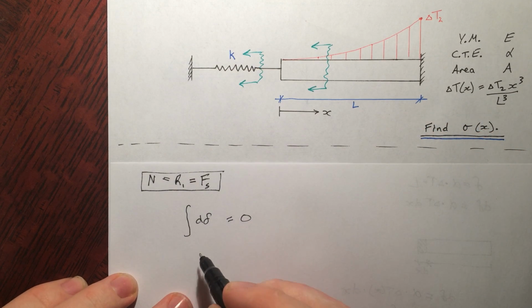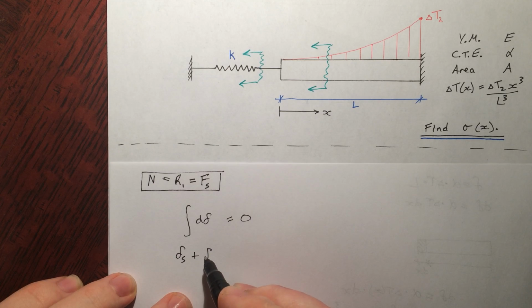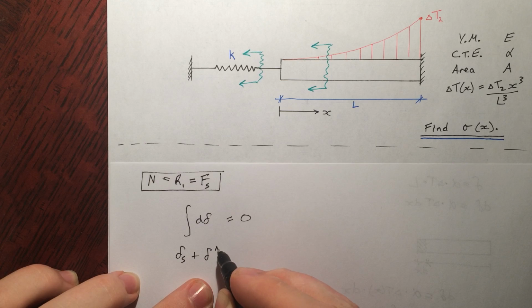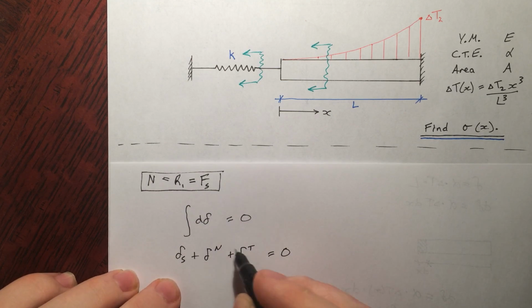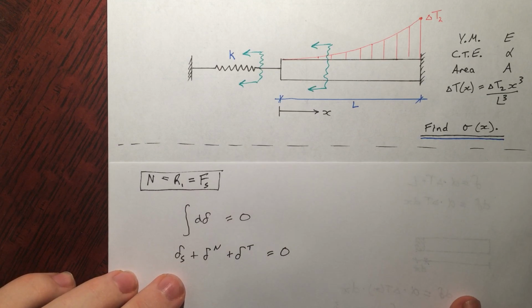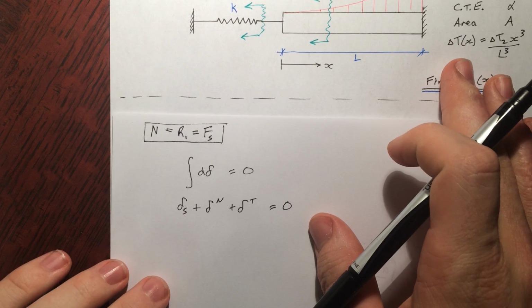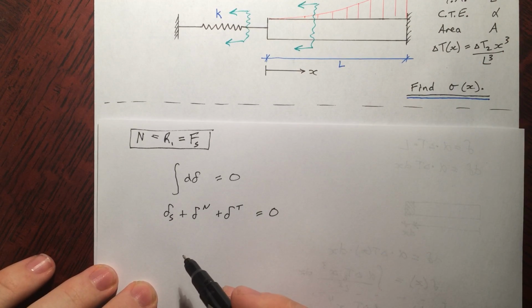So let's just write this here. Delta from the spring plus delta in this piece due to the normal force plus the delta in that piece due to the thermal. And somehow this arrangement has to equal 0 because we have fixed supports. Okay, now let's move in and put our variables and see if we can get some sense happening here.